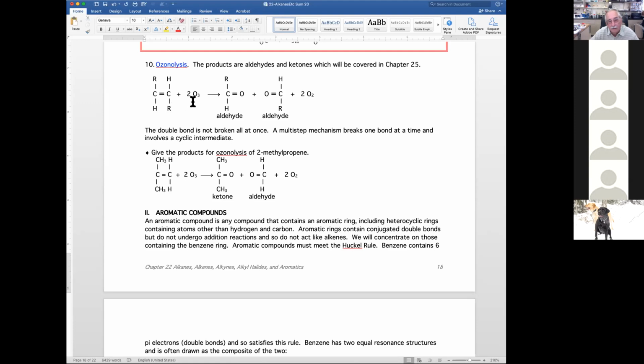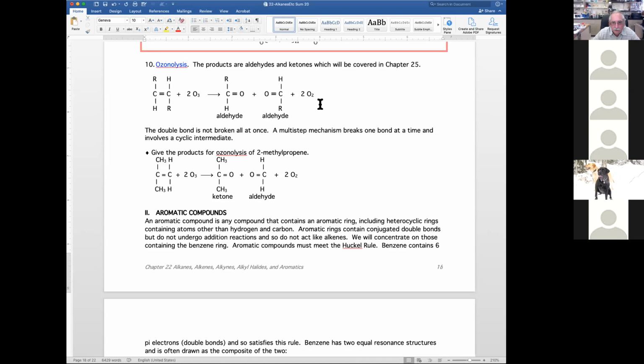And then, what is the product going to be? What happens to the ozone? Ozone is more reactive than oxygen. You end up making oxygen. Okay? So this is an oxidative process.